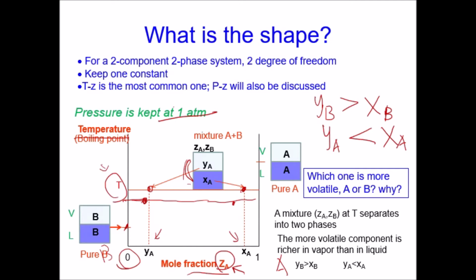So when you connect all the data, you will get two curves. The lower curve represents the liquid composition, and the upper curve represents the composition of the gas phase. They are in equilibrium connected by a horizontal line, meaning at the same temperature. This line is called the tie line. We're going to see more in the next slide.